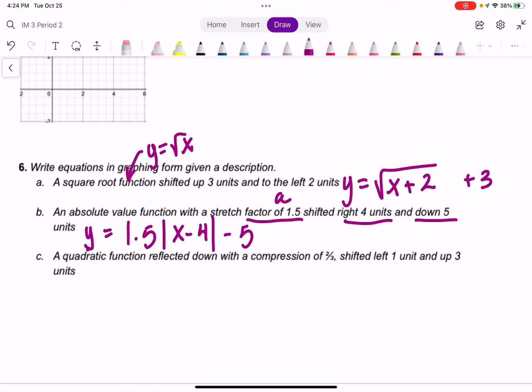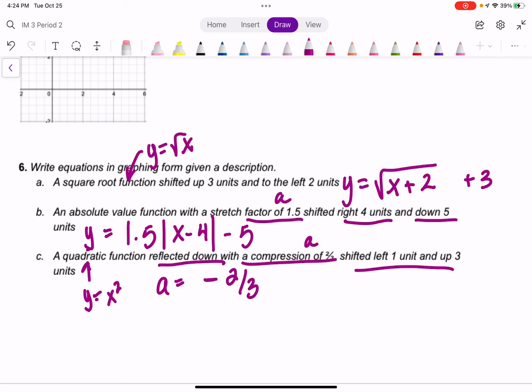Last one is our quadratic. That's talking about a parabola and a y equals x squared. So it's reflected down, and it has a compression of 2/3. So it's talking about our a value. And if we're opening downwards, we know our a value is going to be negative. So we need to put those two pieces of information together to figure out our a. And then it's shifted left 1 and up 3. So we have y equals negative 2/3, that's our a, x left 1 would be plus 1, squared, plus 3.